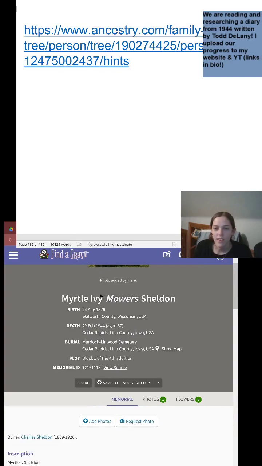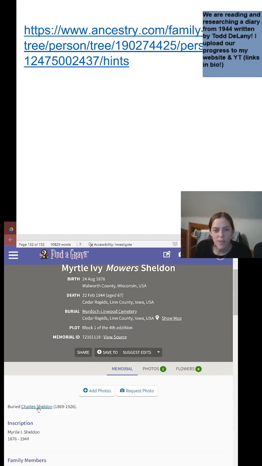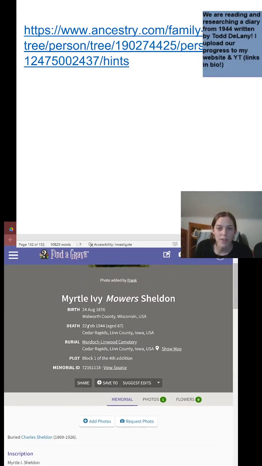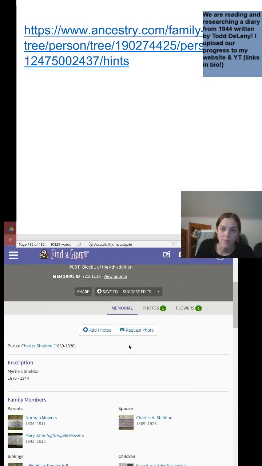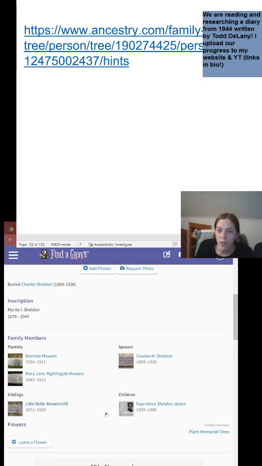So, this is her Find a Grave page. I think he's mentioned Charles Sheldon before. Maybe not, because he died in 1926. That wouldn't make sense. But anyways, this matches perfectly. It's always nice when things match up and confirm, because if it was just her name and the year, we couldn't be 100% sure, but this is the exact date that he says that she died. So we've got that. We do have a picture of her daughter, it looks like.